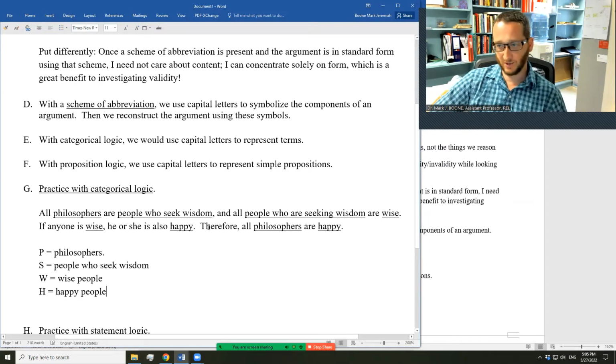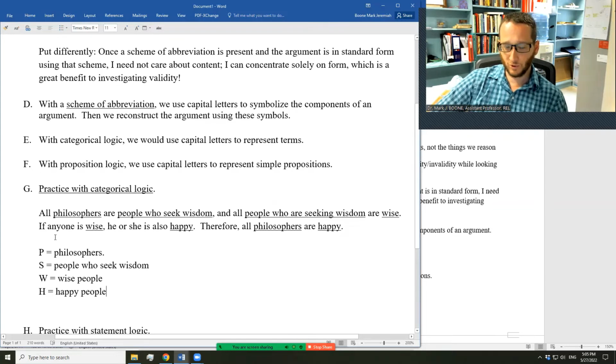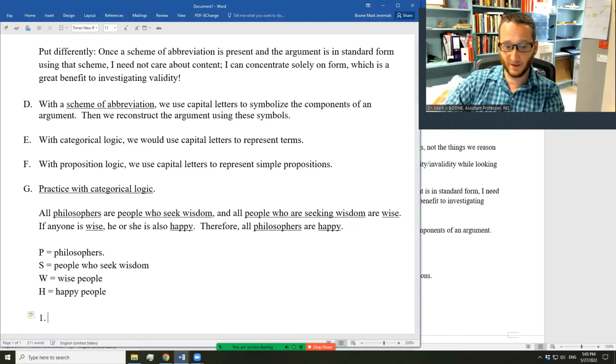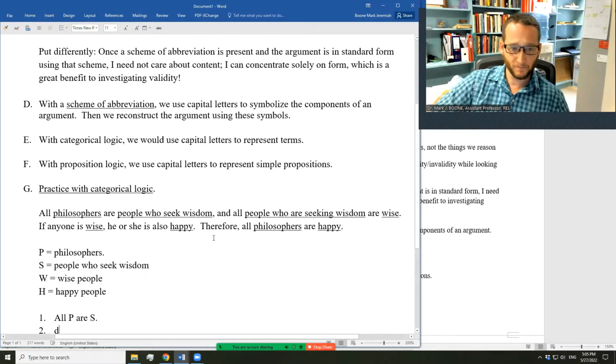Now, please do not get confused. Your goal here is just to use a symbol. Any symbol would do in theory, but it's most convenient to use capital letters. In theory, we could have used numbers, but then we wouldn't be able to number our premises and conclusion. We're about to type up the argument in standard form. All P are S will be our first premise. We're going to do that soon.